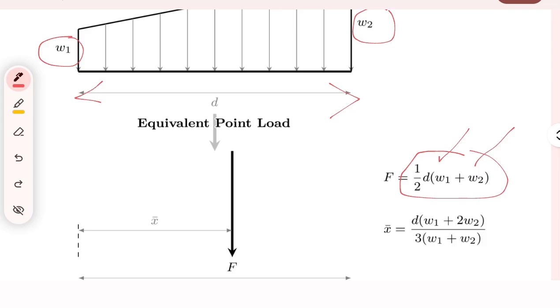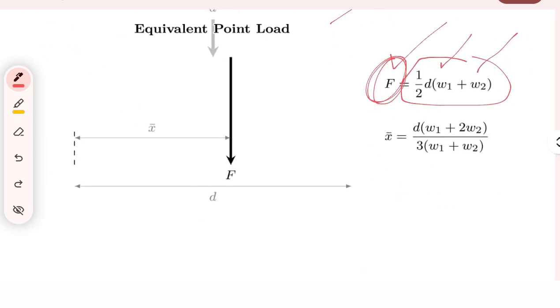Once you can compute that area, that would be the value of your force F. That's the force F that would replace the trapezoid loading. Now that we have computed the F, my next question is, where would I put that F? Where should I put it?